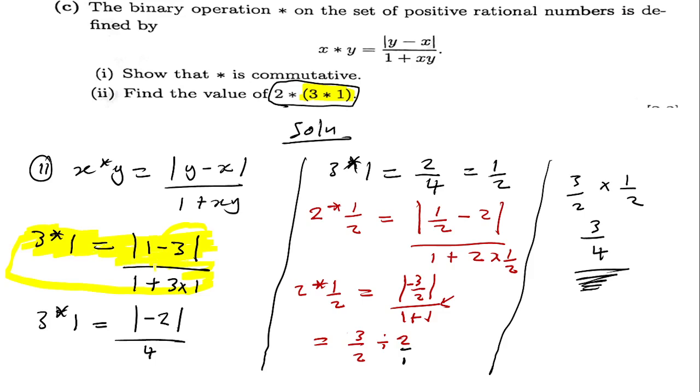Is that okay? Oh, so you replaced 3 star 1 with our solution, which was 1 over 2. Yes, which is why we're using 1 over 2. Okay. All right. Any other question?